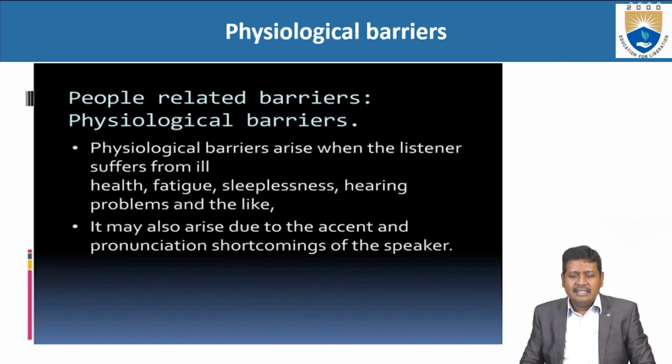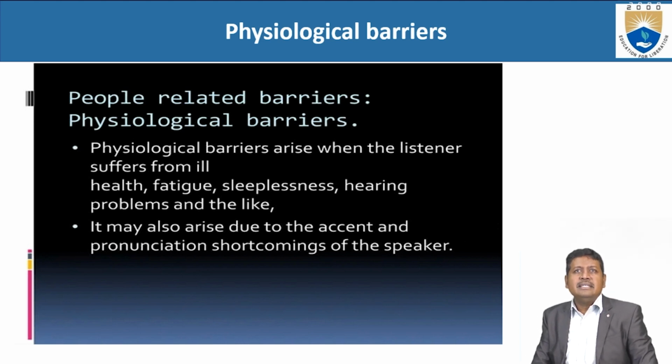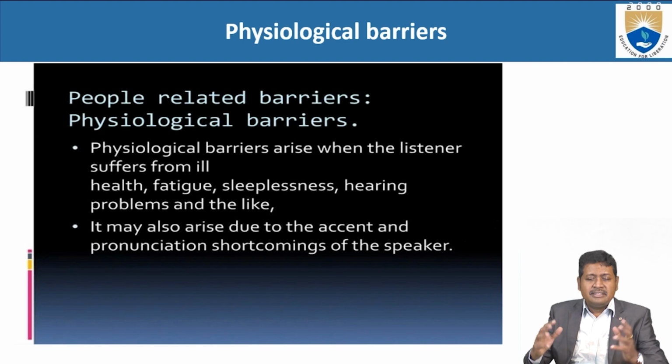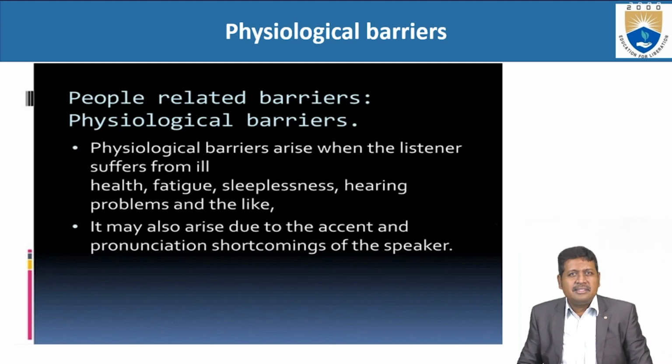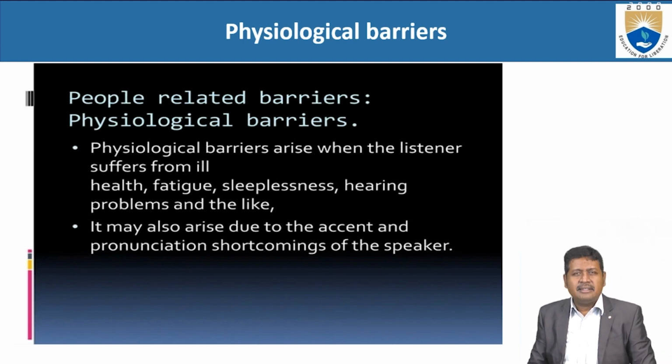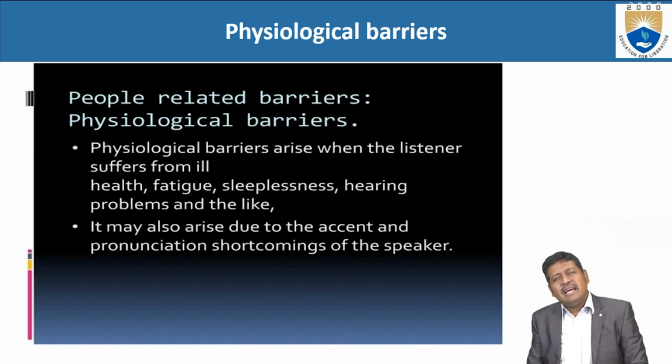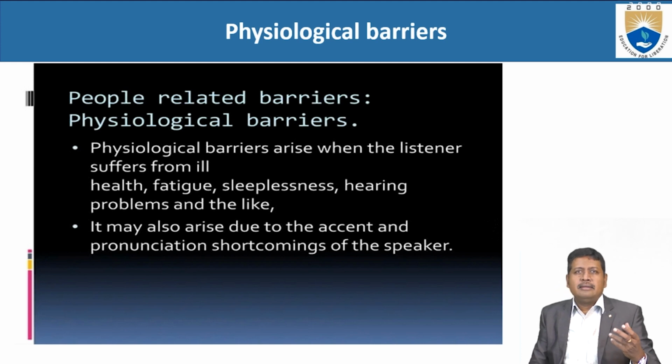Okay, fine. Physiological barriers. What are these physiological barriers? People-related barriers. Physiological barriers arise when the listener suffers from ill health. For example, the person has poor health, sickness. That's a physiological barrier. Maybe headache, stomachache, fever. Okay, that's a physiological barrier. Fatigue. He's damn tired, very tired, exhausted. Maybe because of sleeplessness. The next word is sleeplessness.